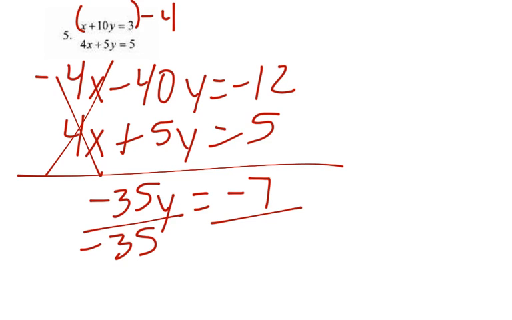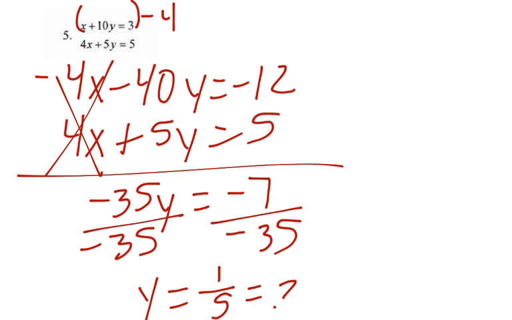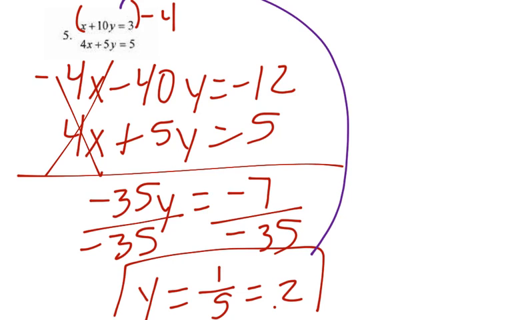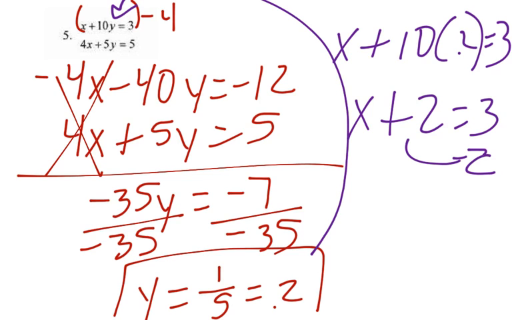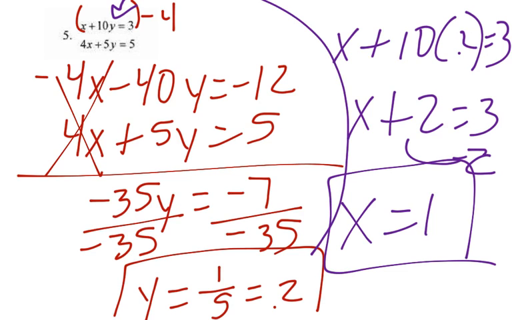Divide both sides by negative 35. Y is equal to a positive 1 over 5, which is 0.2 if you did it as a decimal. Take that back up and put it in for y. X plus 10 times 0.2 equals 3. So x plus 2 equals 3. Subtract your 2, and x equals 1. Go back and plug that in and see if it's correct.